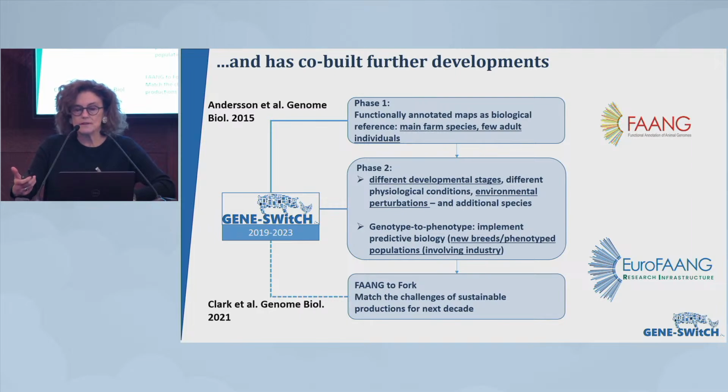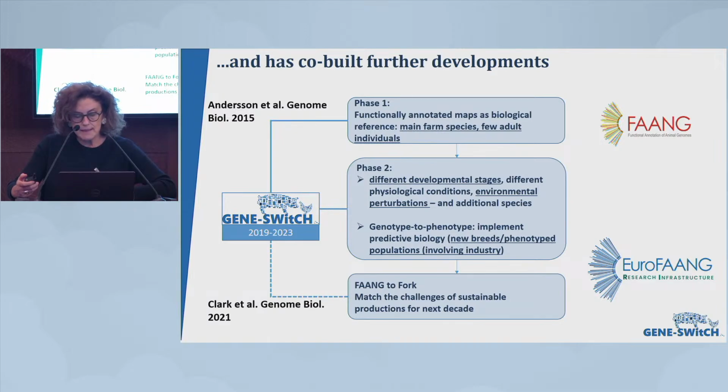In the so-called phase 2 of FANG, the idea was to extend this to different conditions like developmental stages, physiological conditions, environmental perturbations, and also additional species that at the beginning, 10 years ago, didn't have a so well annotated genome yet. And of course, trying really to invent predictive biology with new breeds, phenotyped populations, so not anymore just few animals, but also real populations to characterize. And of course, in this phase, it was very important to involve industry.